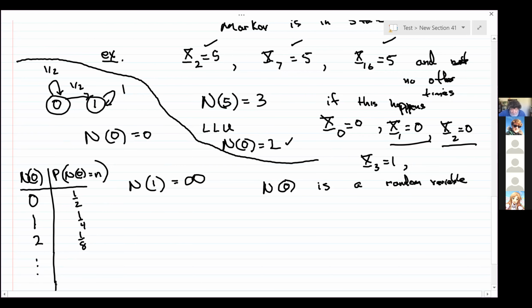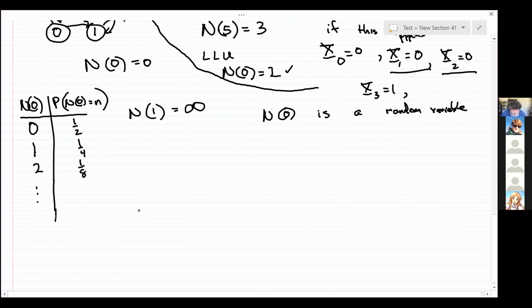And in general, if you wanted to visit 0 n times, it would be 1/2 to the what? Well, when n is 1, this was 1/2 to the 2. So I guess it's 1/2 to this. Let's make sure that agrees with all of these. When n is 0, it would be 1/2 to the first, which is this. When n is 1, it would be 1/2 to the second, which is this. And yeah, that's the pattern.